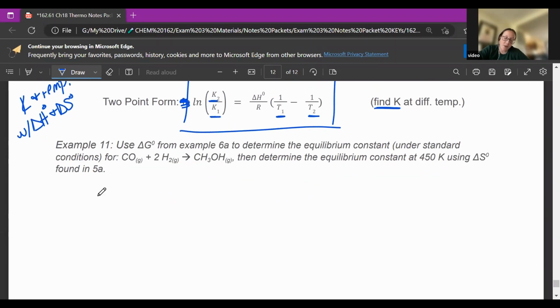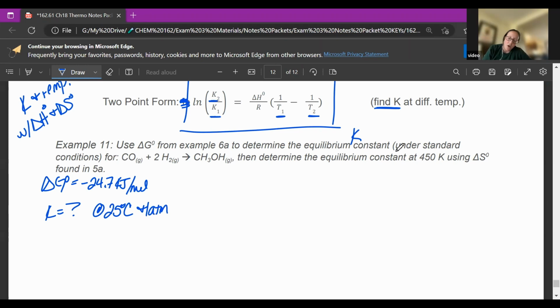So example number 11, I said use delta G from example 6a. So let's pull that down. Delta G naught from example 6a was negative 24.7 kilojoules per mole. To determine the equilibrium constant is K. So I'm looking for K. Under standard conditions, so that's at 25 degrees Celsius and 1 atmosphere for this reaction. Then determine the equilibrium constant. So I want another K.